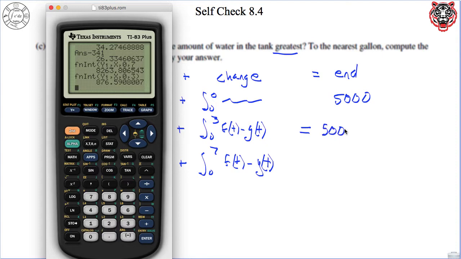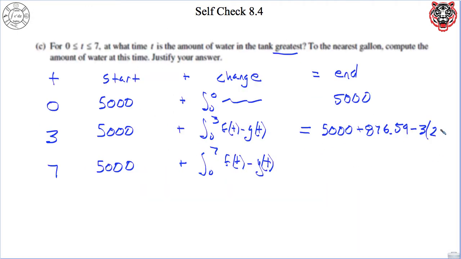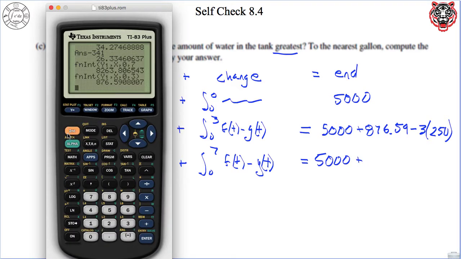5,000, the initial condition, plus 876.59 minus 3 times whatever, 3 times, what was the rate again? 3 times 250. Wait, why did you get 3 times? Because it's 3 minus 0. Oh. And then between 0 and 7, so I do second enter, and I change this 3 to a 7, and I hit enter, 5,000 plus.